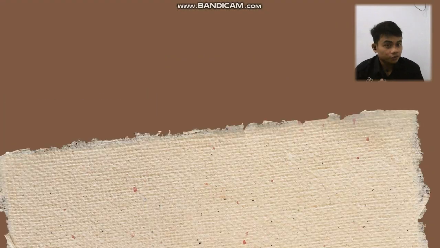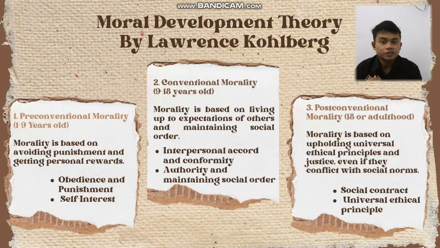And then we continue on to moral development theory by Lawrence Kohlberg. Alright, Lawrence Kohlberg put this into three main points, and actually it has 6 points. You can see there the 2 dots below. Let's start with the first one.